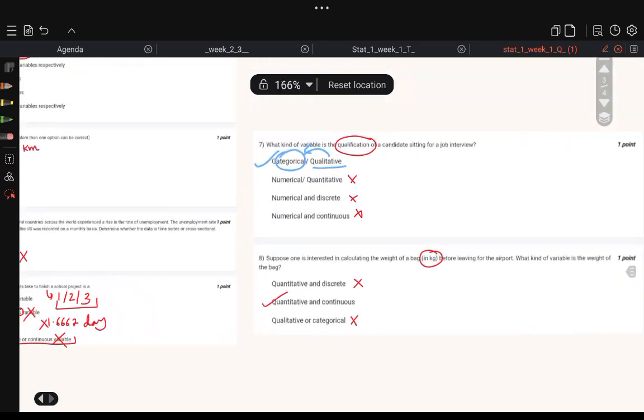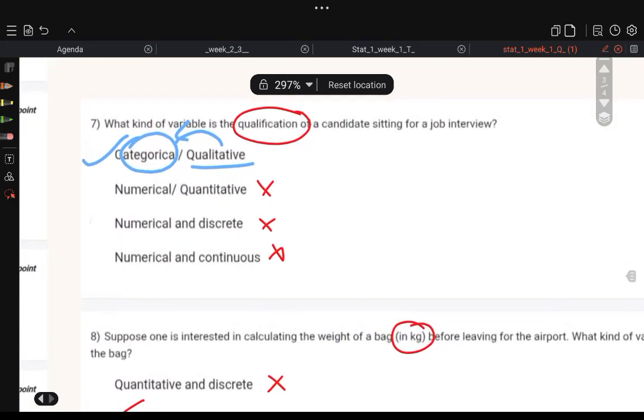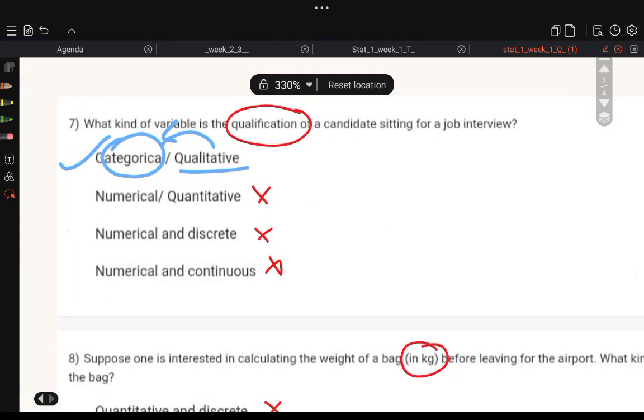So we are done. And now comes the seventh question. The kind of variable is the qualification of a candidate. For the qualification of a candidate we need qualitative data, not quantitative. We do not need a number of candidates, but we need a single candidate with various qualities, so it will be qualitative data. And as it is qualitative data, it will be categorical, right?